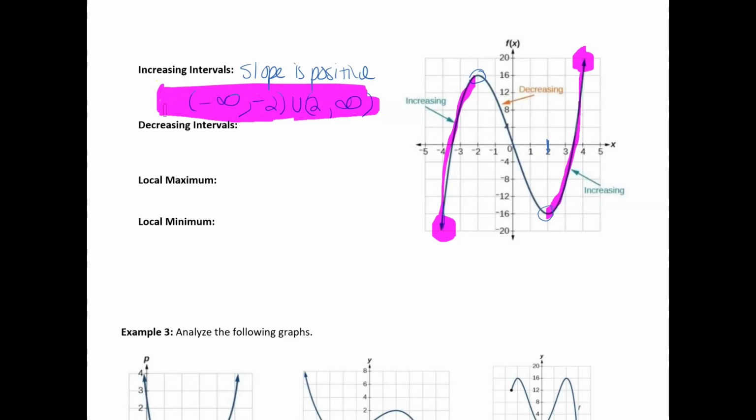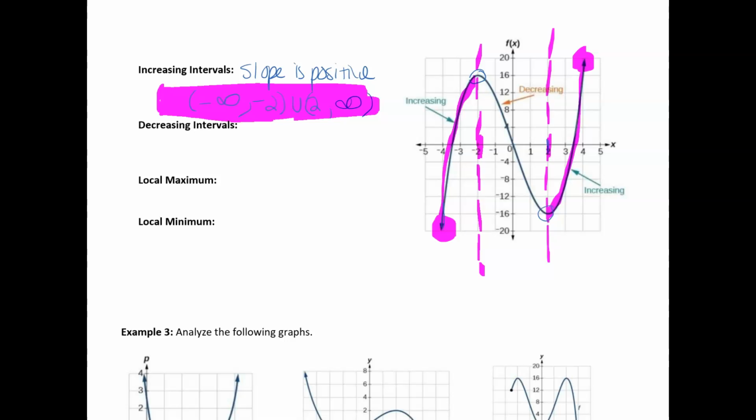Now take note, you always use parentheses when you're doing your increasing or decreasing. You're not going to use square brackets, because at the point where it changes, it's no longer increasing. Also note that the values we're using were x values. We got that negative 2 from right here, and that positive 2 from right here, aligning with where it began to increase again, or where it began to decrease.